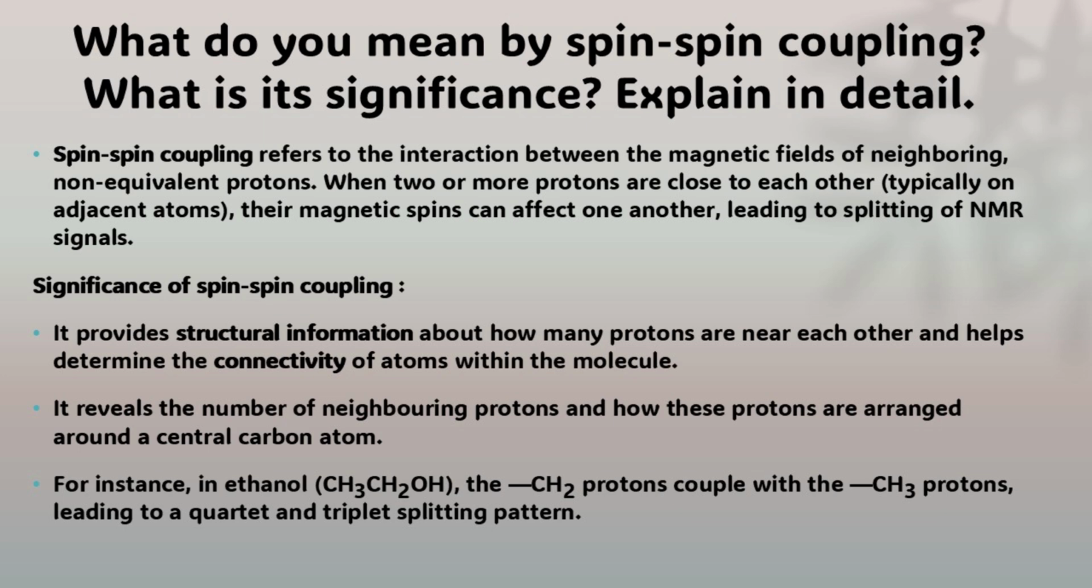Significance of spin-spin coupling. It provides structural information about how many protons are near each other and helps determine the connectivity of atoms within the molecule. It reveals the number of neighboring protons and how these protons are arranged around a central carbon atom. For instance, in ethanol, CH3CH2OH, the CH2 protons couple with the CH3 protons, leading to a quartet and triplet splitting pattern.